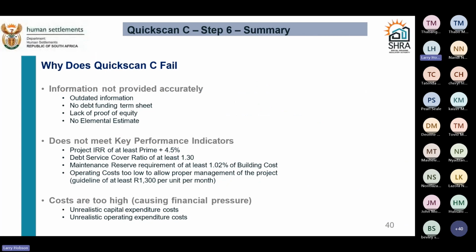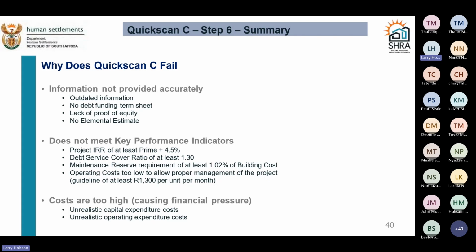Why do quick scan Cs fail? Those who don't meet the targets. One is information not provided accurately. Information could be outdated. There could be a missing debt funding term sheet. This is now answering from the assessor's side. Why do some quick scan Cs that get submitted fail?